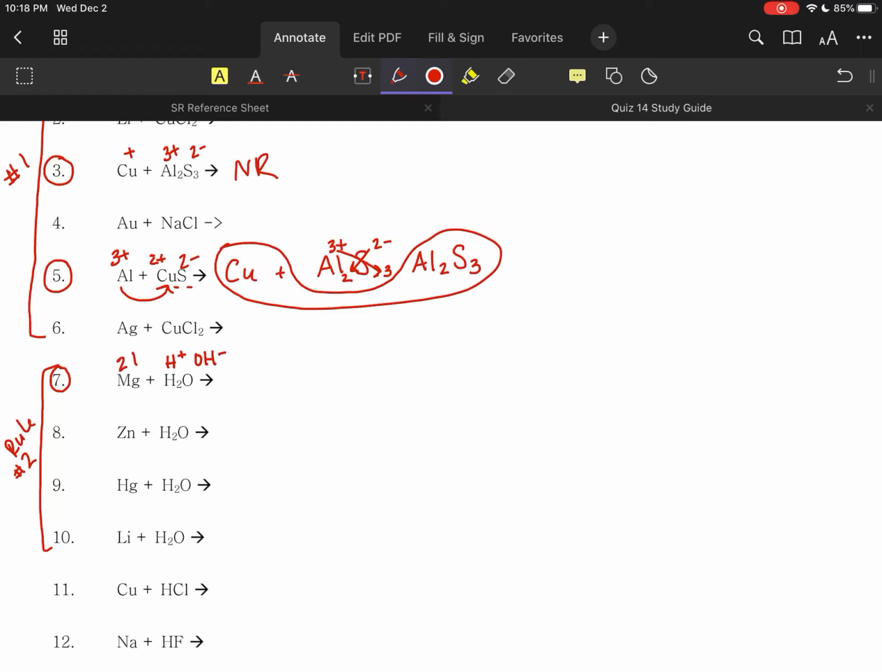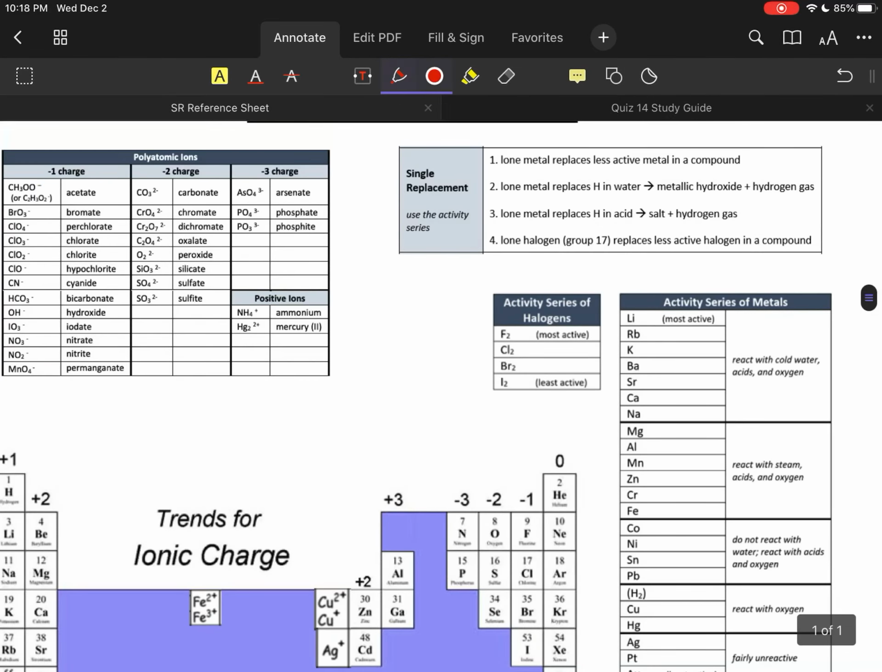So because magnesium is a positive, it's going to replace the hydrogen. So again, I want to double check with my activity series. Magnesium is right here, and it says it does react with steam. It is above the hydrogen, so that means it will replace the hydrogen.